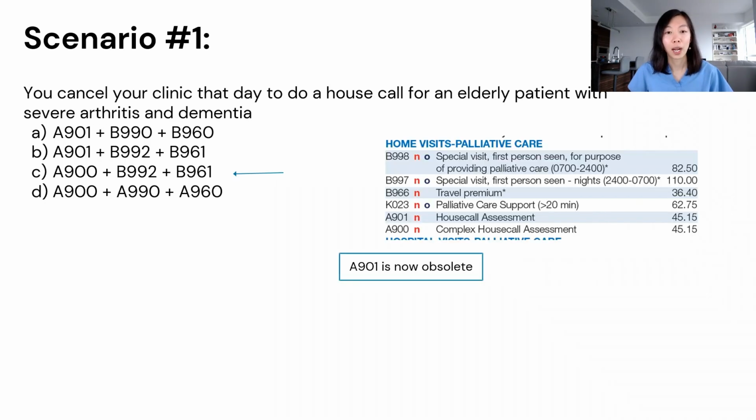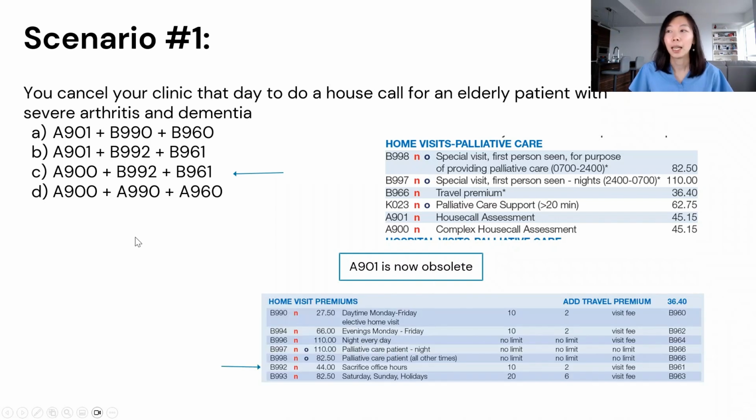The reason is that this is a trick question. There are some codes in the SGFP document that are now obsolete, but haven't been taken off the document yet. I like to use these cases to highlight areas where there might be typos or obsolete codes so that you remember them. A901, which is the house call assessment, is now obsolete, so that's why we used A900. And for the B992, it's because you canceled your clinic that day, so you sacrificed your office hours and did a house call, so you get a travel premium as well, which is B961.